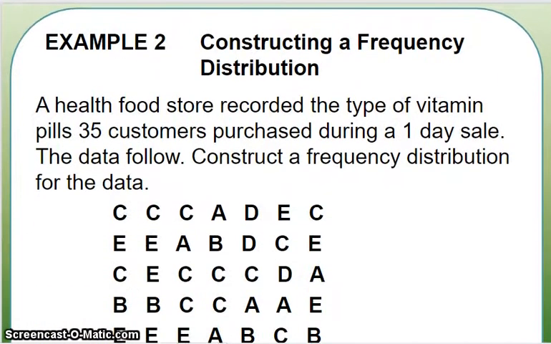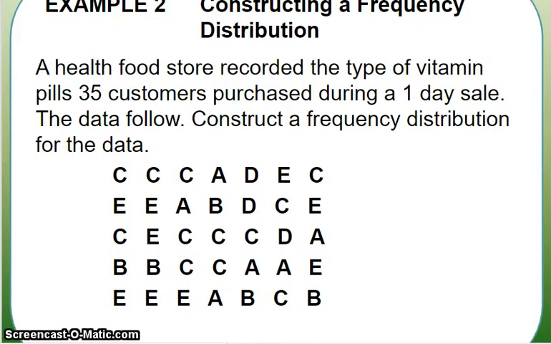My example of a categorical frequency distribution is: a health food store recorded the number of vitamin pills 35 customers purchased during a one-day sale. The data is in the table below. Construct a frequency distribution for the data.